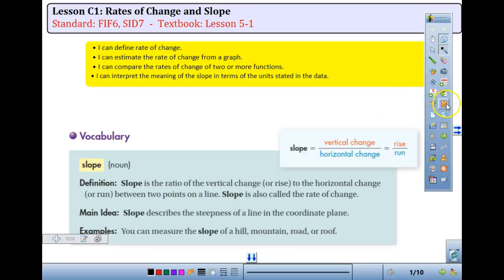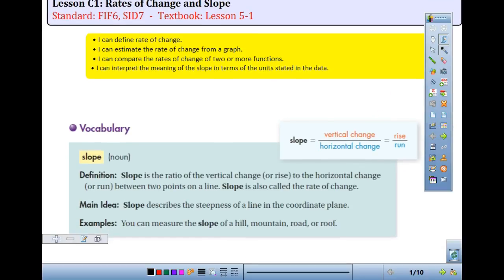Definition. The slope is the ratio of the vertical change, or rise, and the horizontal change, or run, between 2 points on the surface. Slope is also called the rate of change. So our main idea is that we are going to describe the steepness of our line. Steepness of slope describes the steepness of it. So when we measure slope, you might be thinking of a hill, a mountain, a road, a roof, if we're thinking of the slope of something.